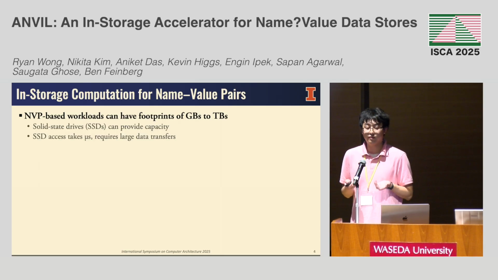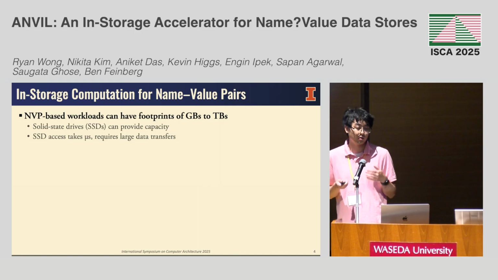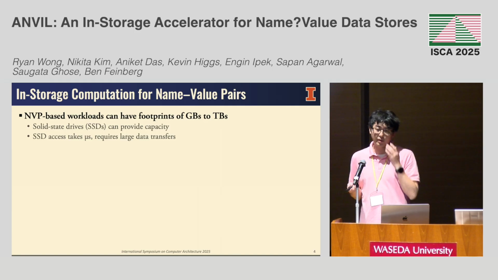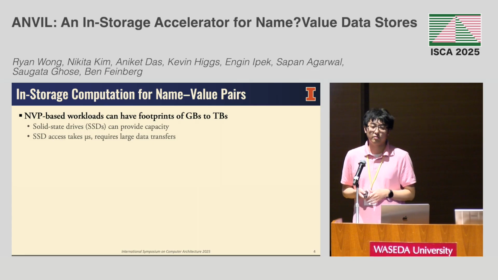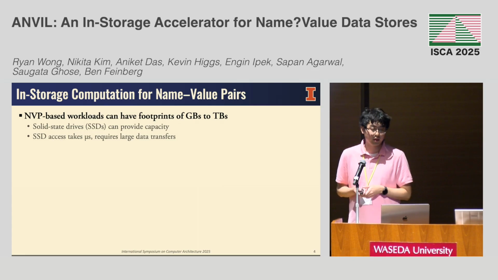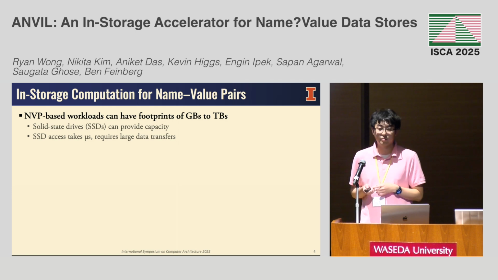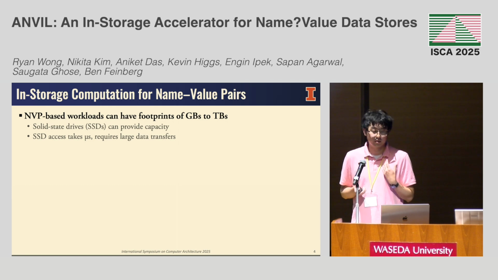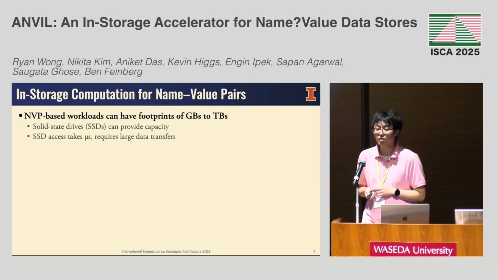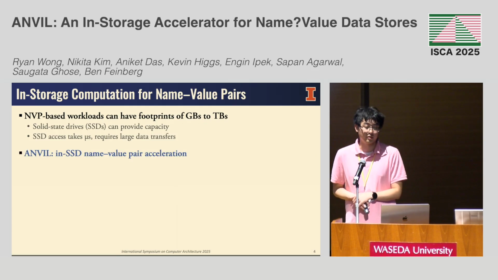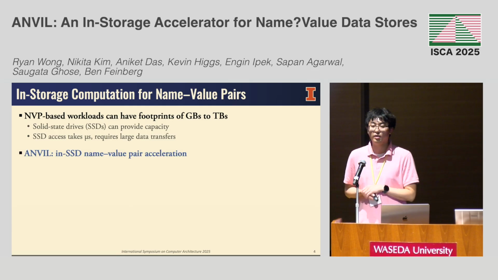And so what we're looking for is some sort of storage device, such as an SSD, that can provide the capacity, gigabytes to terabytes of capacity, that NVP workloads require. However, SSDs take microseconds to access, and as we just saw, incur many data transfers, which adds to overall execution time. To this end, we propose ANVIL, which provides in-SSD name value pair acceleration.